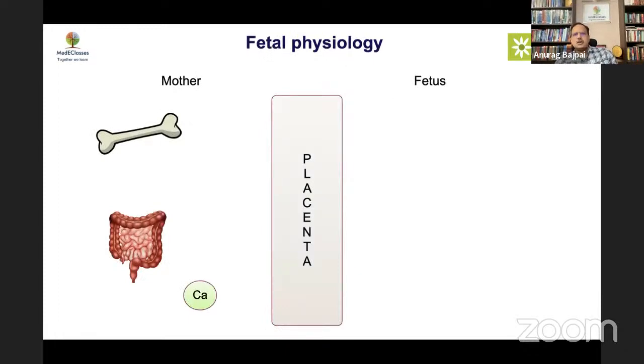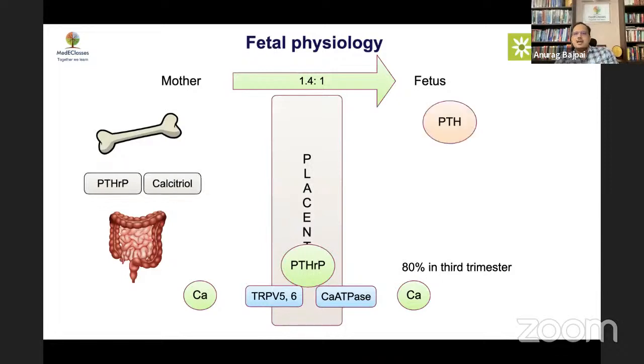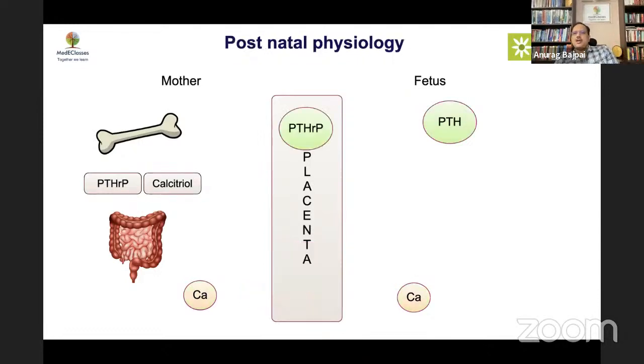A couple of words about fetal physiology. What we need to remember is that there is an active gradient of calcium which is maintained between the mother and the fetus. There are specific channels which allow this calcium to enter from the mother to the fetus. The fetus actually has 1.4 times more calcium as compared to the mother. Most of it happens in the third trimester. This is regulated largely via the placental PTH-related peptide, which is the major regulator in that scenario. Now, this gradient plays an important role, but there is also an independent PTH axis in the child.